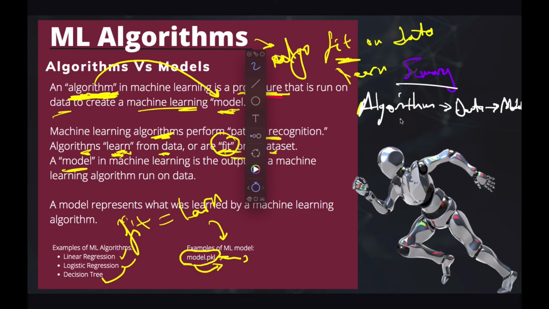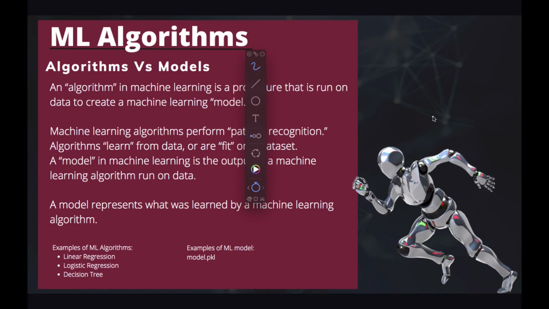So this is the basic differentiation and the relationship between algorithm and model. You have an algorithm, you learn how to use the algorithm, you apply it on data or fit it on data, and then you're going to have a result which is referred to as a model. I'm sure by now you should understand the difference between algorithms and models.